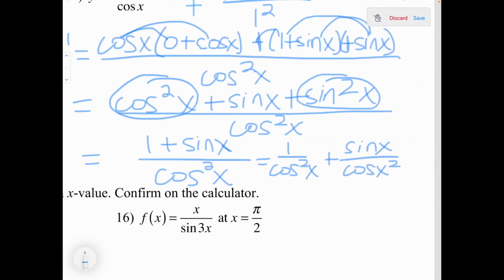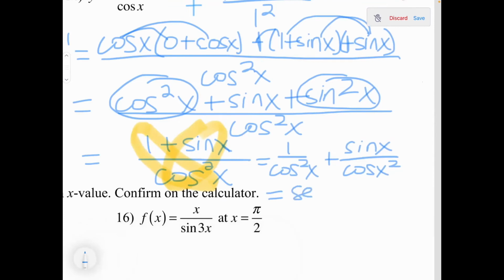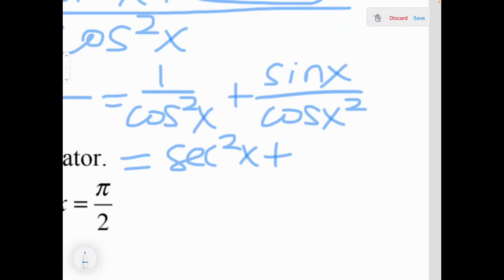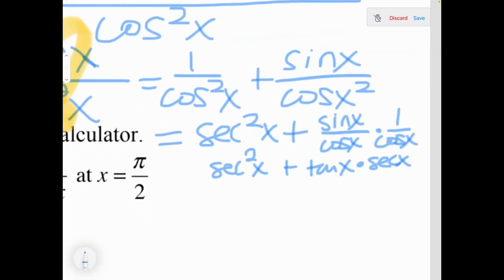Anytime we have a single term in the denominator, we can do this, break these fractions apart into 2 separate fractions. This first fraction, 1 over cosine squared, is in fact secant squared. And then sine over cosine would be sine x over cosine x times 1 over cosine x. So we get secant squared x. We're talking like 5-star answer here. Sine over cosine is tangent, and 1 over cosine is secant. We could factor a secant x out if we wanted to.